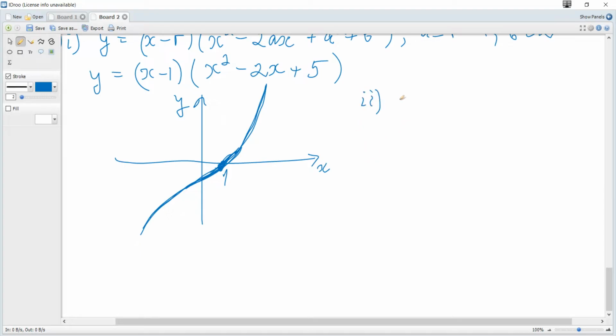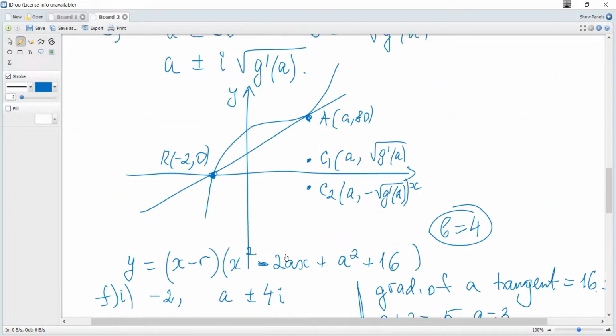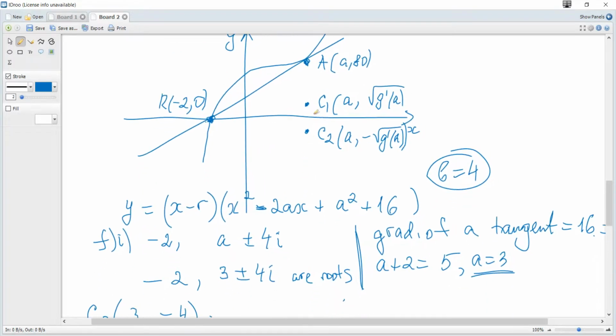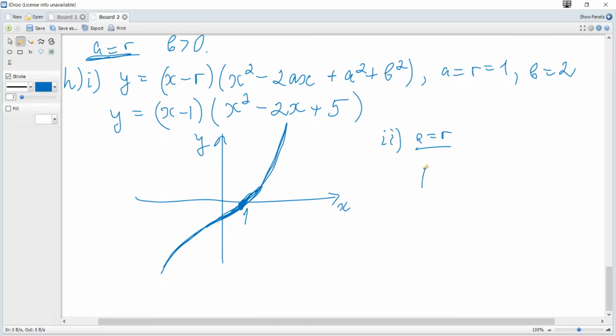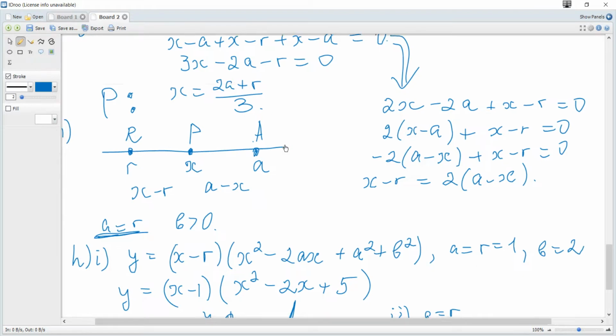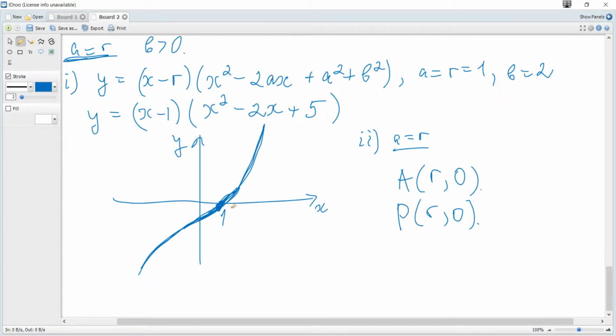And the next question, for a is r and b is positive, state in terms of r the coordinates of points P and A. And when a is r, you can see that this point is here, so A becomes just r, 0, and P can be calculated directly from this, and a is r, so 3r over 3 is also r, and hence this point, for this example, is also a point of inflection.